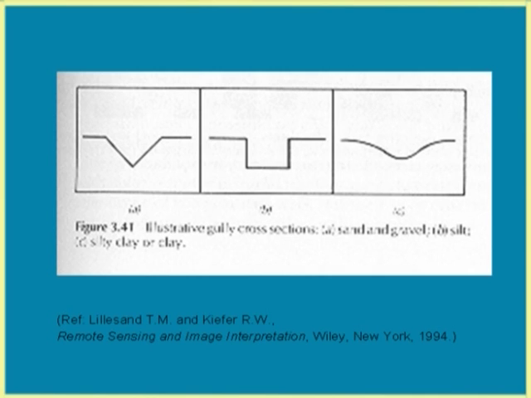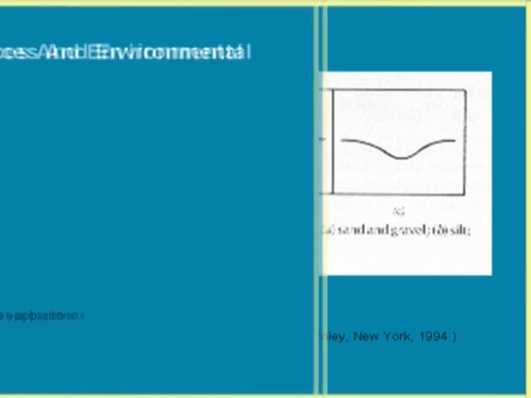You can say different types of soils that you can see, depending upon whether it is a rectangular cut or a V cut or something. So less cutting means it is clay, silt, sand, like that. It depends on the type of soil.